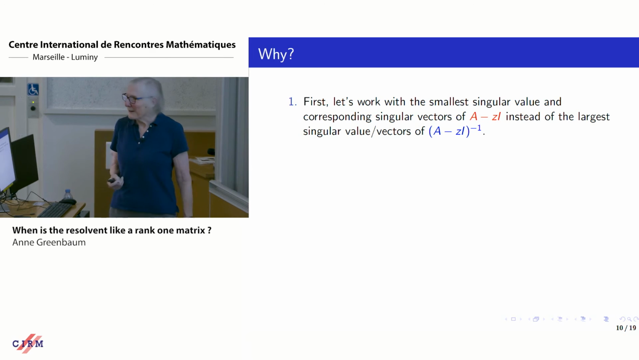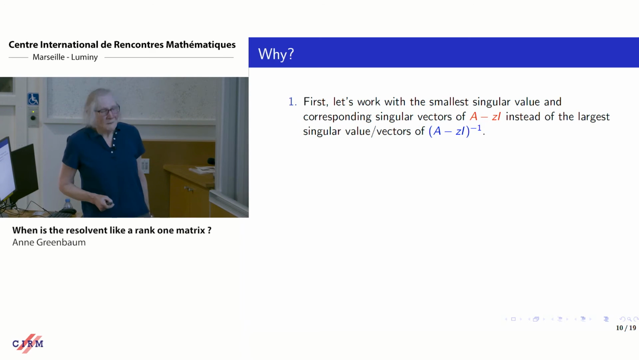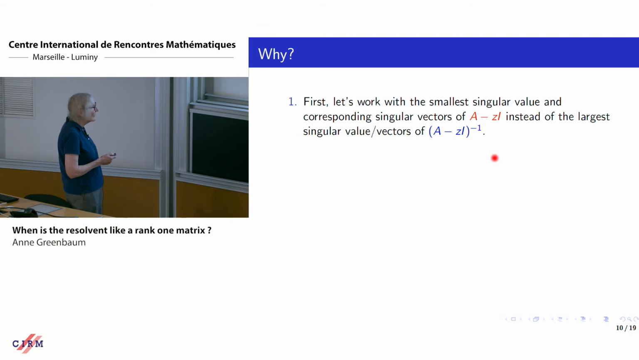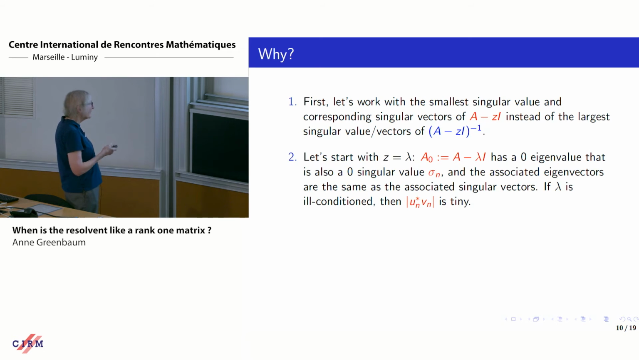So the question then is why? Well, to try and understand why, first, let's work with the smallest singular value of A minus zI instead of the largest singular value of A minus zI inverse. The ratio of the smallest to the second smallest singular value of A minus zI is the same as the ratio of the second largest to the largest singular value of A minus zI inverse, because the singular values are just inverses of each other. The right and left singular vectors, I guess, are switched.